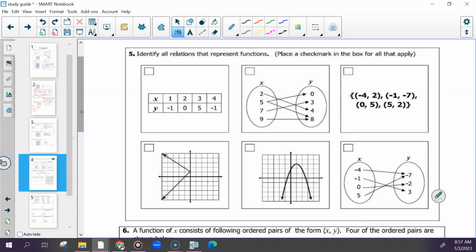Did we have Regina? So these are looking for that function. So this one, this one, this one, this one. This one is not because this 5 goes to 2 different y values, and this one is not because it doesn't pass the vertical line test. Questions on 18? Okay, go on to the next page.